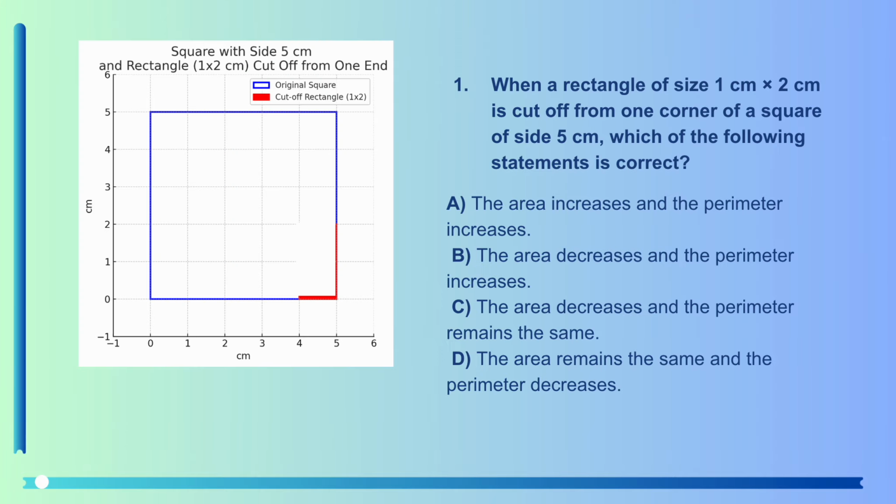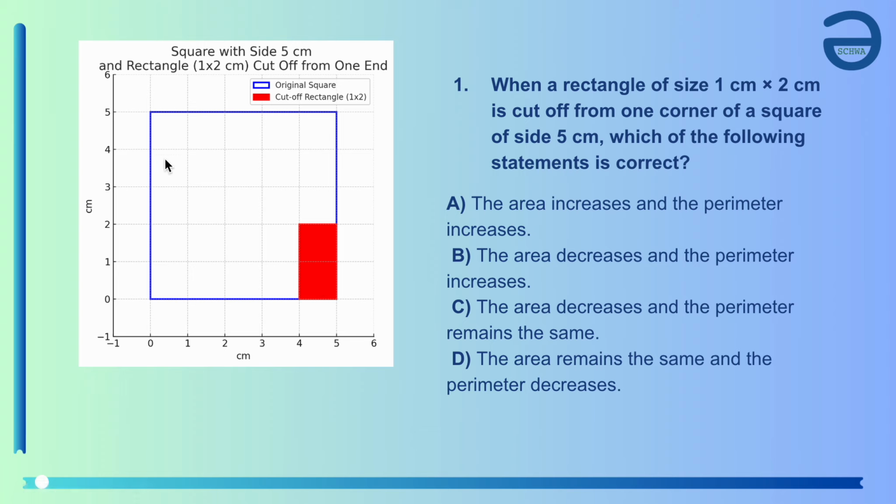This is number 1. So we've got a small rectangle here, which I'm going to show you in a bit, and we've got this big square here. So we cut the rectangle from the square. This is the rectangle. And we have to find out what happens to the area and the perimeter. Now the area is everything that's inside here. The area is always two-dimensional.